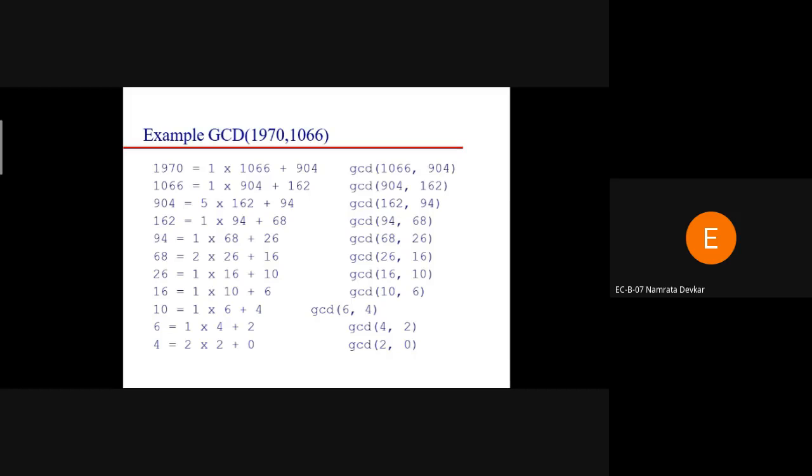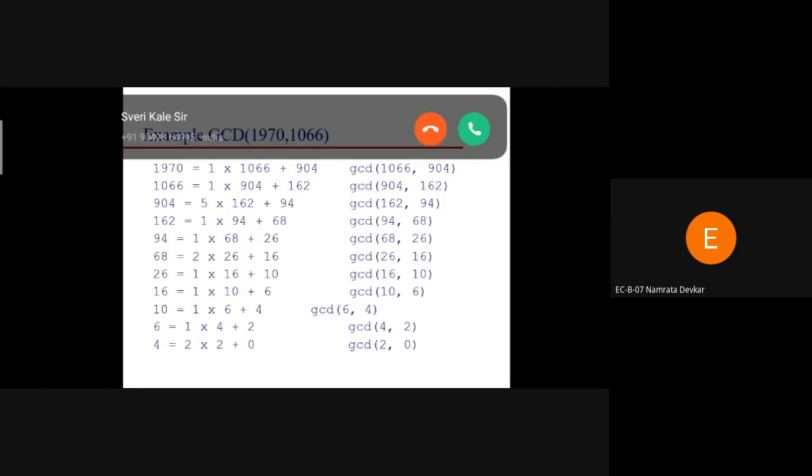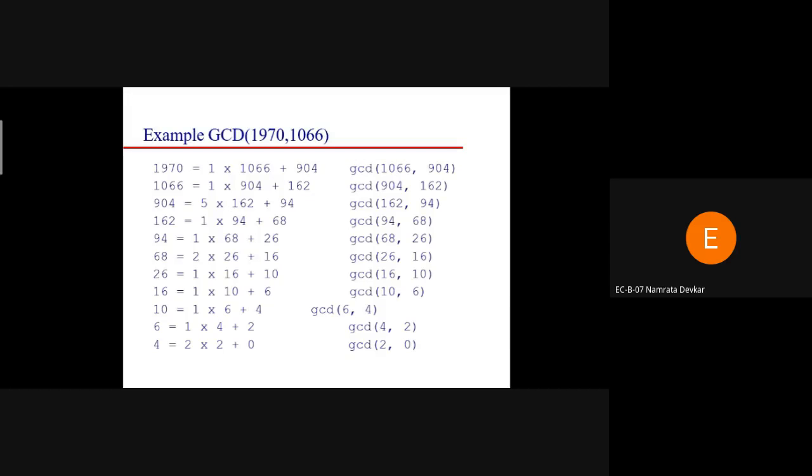Again the remainder is not 0. So we take the greater number, 162, and that should be equal to 1 × 94 + 68. So the GCD is GCD(94, 68). Again the remainder is not 0, so we take the greater number, 94, and that should be equal to 1 × 68 + 26.